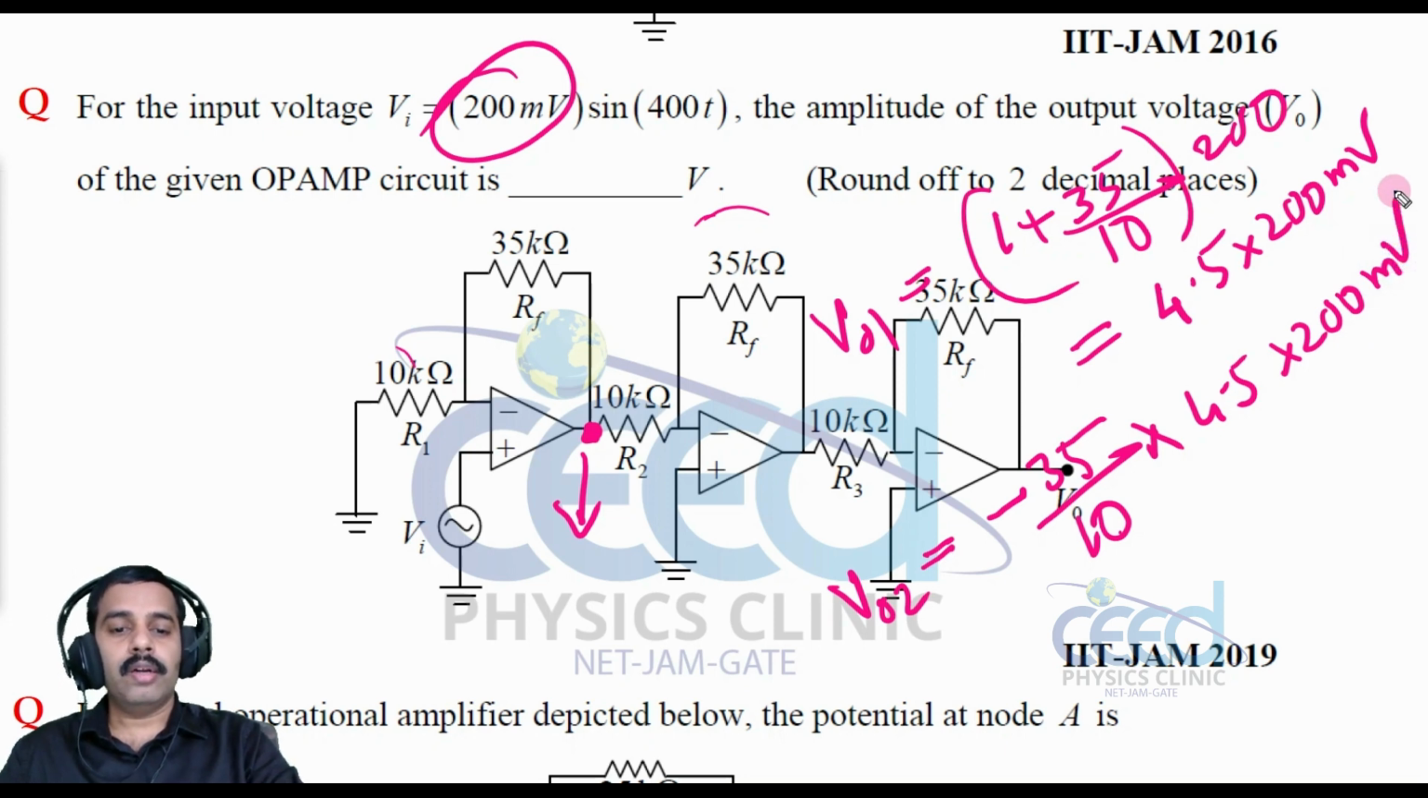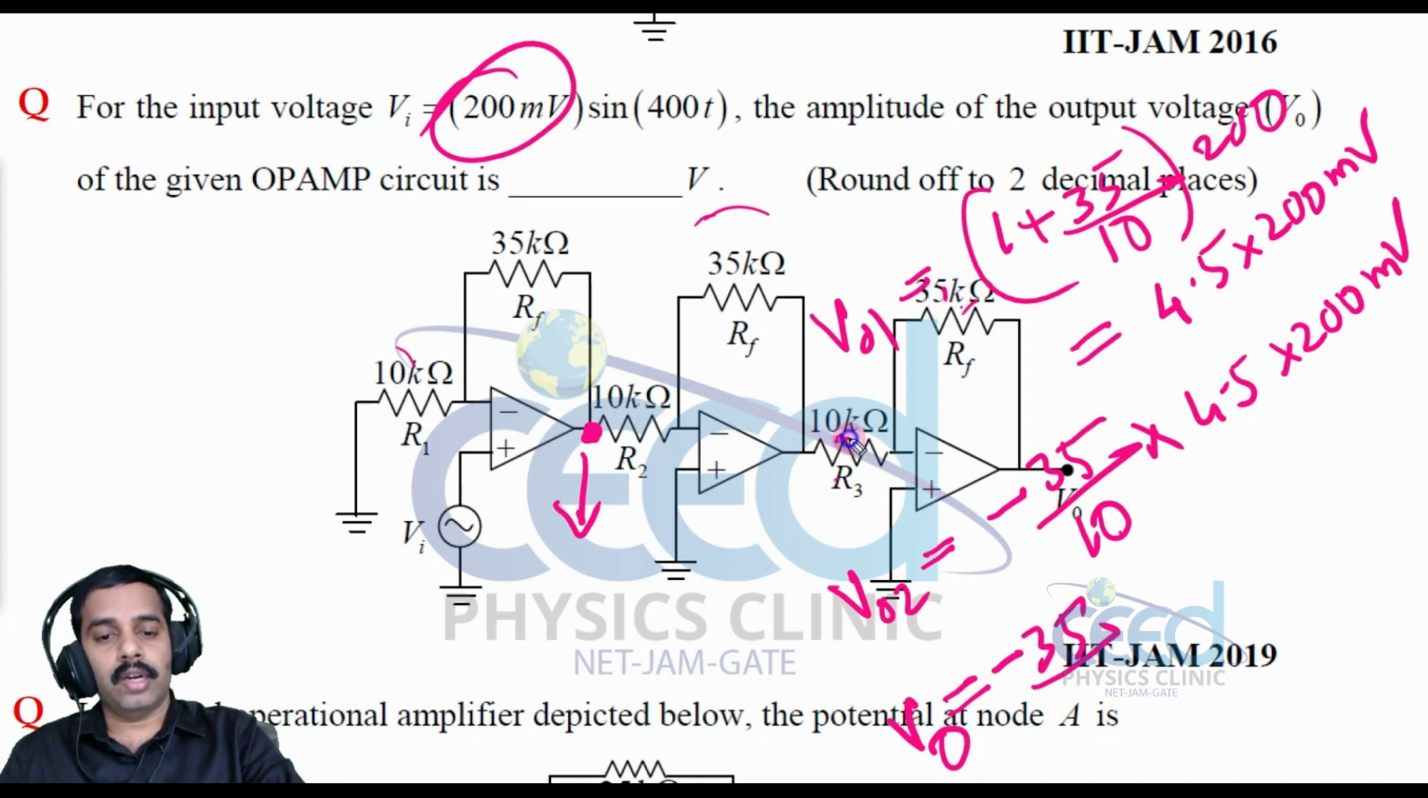Now again, we have a similar stage. Again one inverting stage, where the input is this. So again the final output VO will be from an inverting operational amplifier: minus Rf by R into input, minus 35 by this 10. What is the input? At the end, this is the V02 we have solved. This V02 now acts as the input for the next stage.